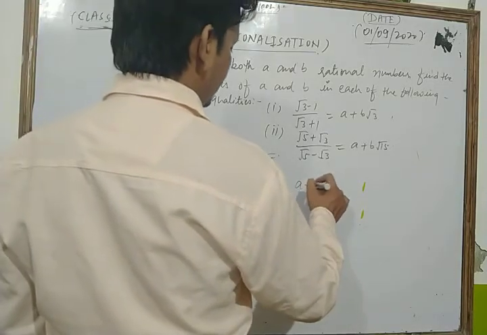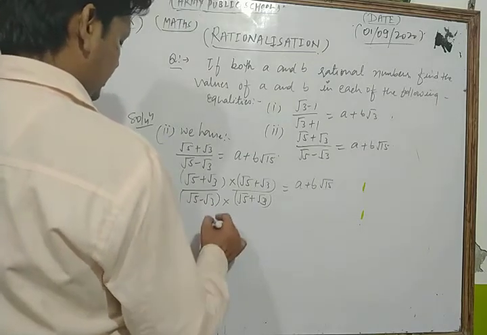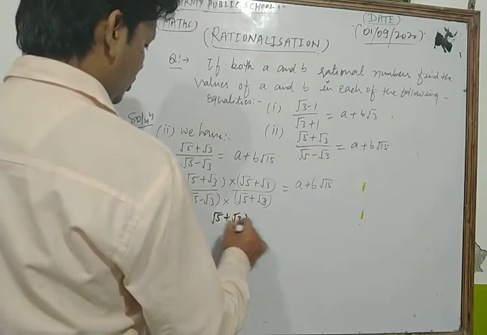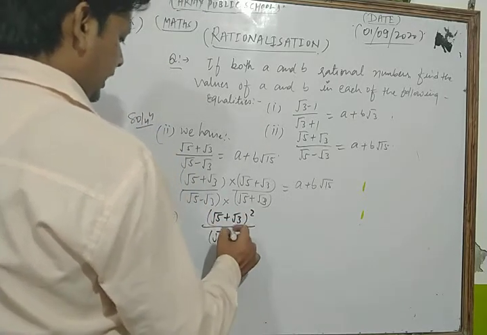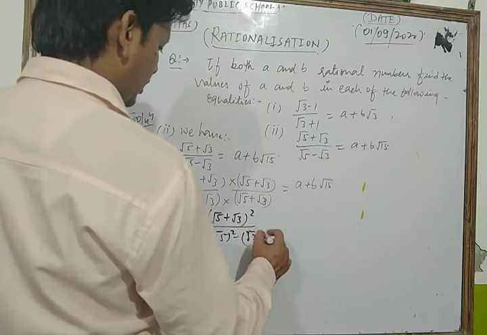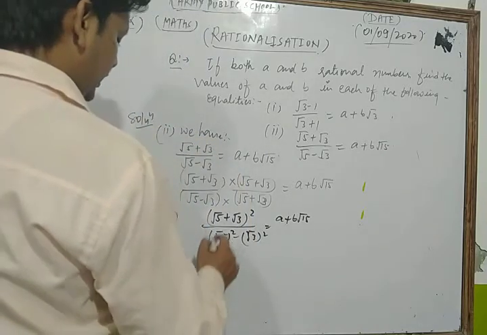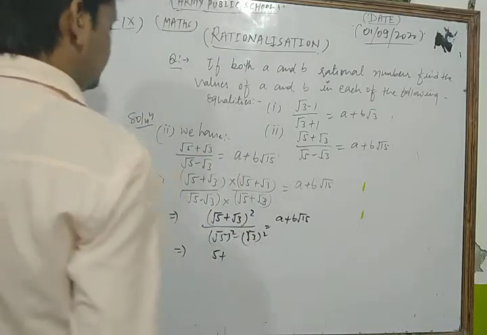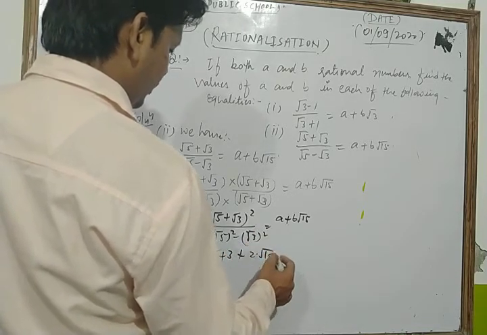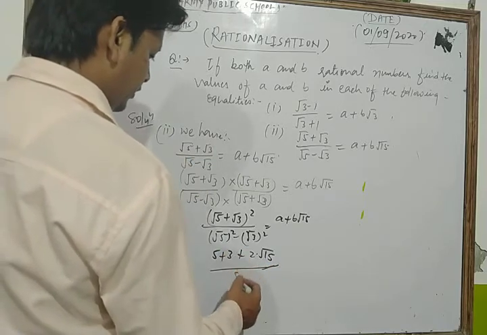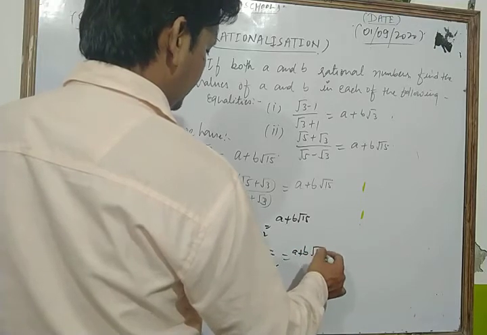And we write a plus b root 15 as it is. Now look, what I do, dear students, we write root 5 plus root 3 whole square upon, here we write a square minus b square, because a plus b into a minus b is a square minus b square, and here we write a plus b root 15. Now we get a square plus b square means 5 plus 3, plus 2ab means 2 into root 5 into root 3 is root 15, upon, in denominator we get 5 minus 3.